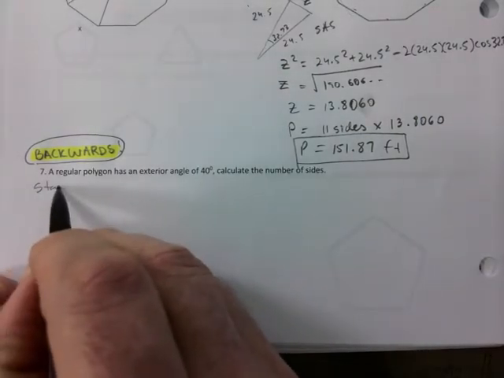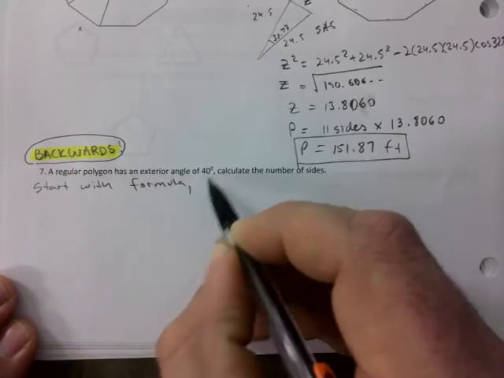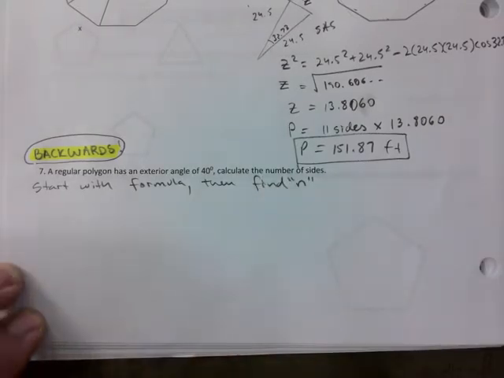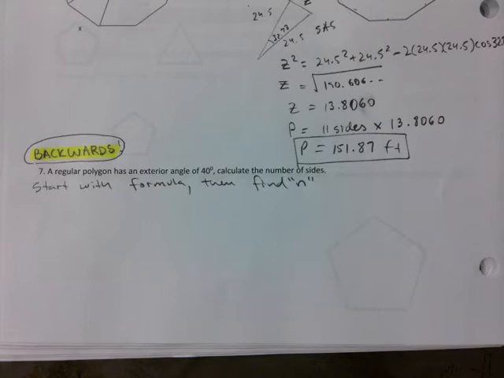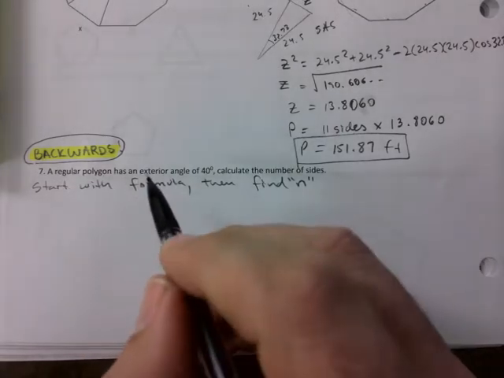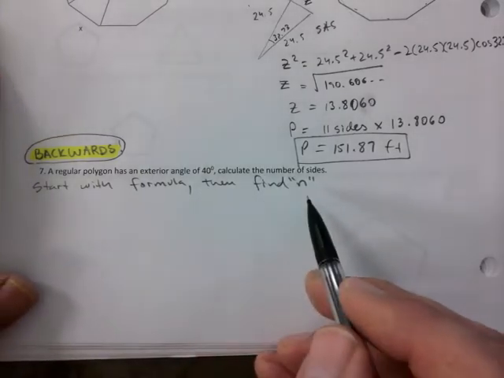Start with a formula. Then find n, right? You want to find the number of sides. Start with a formula, then find n. What formula? In this particular case, it says a regular polygon has exterior angle, right? Exterior angle. Somebody start with the formula, then find n.